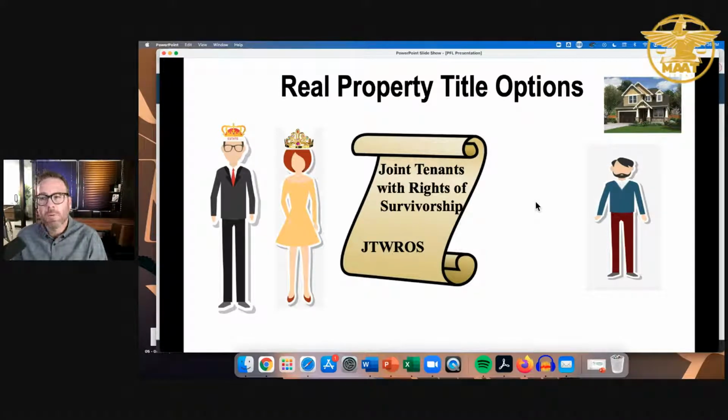Now, for married couples, there's another option. It's called community property with rights of survivorship. Basically the same thing, but a little bit different tax treatment. So I'm not going to get into the community property stuff today, but just understand this rights of survivorship is the major thing when you're owning property with multiple owners.